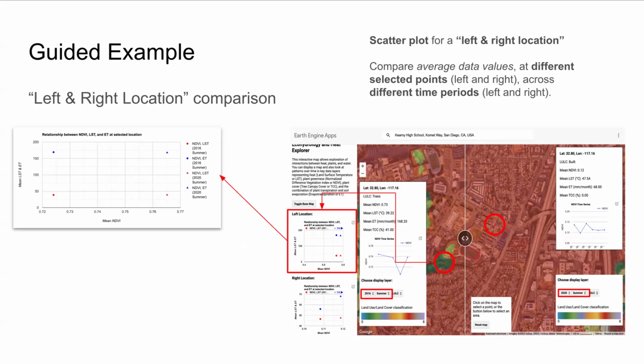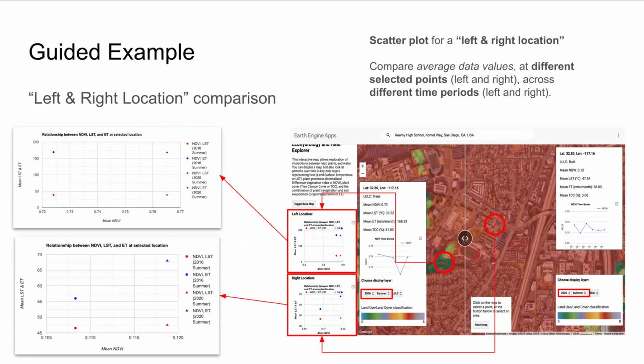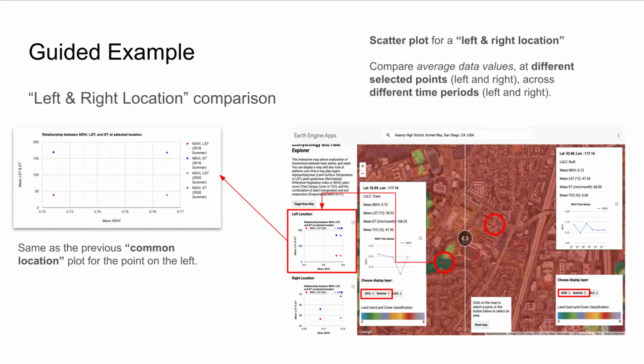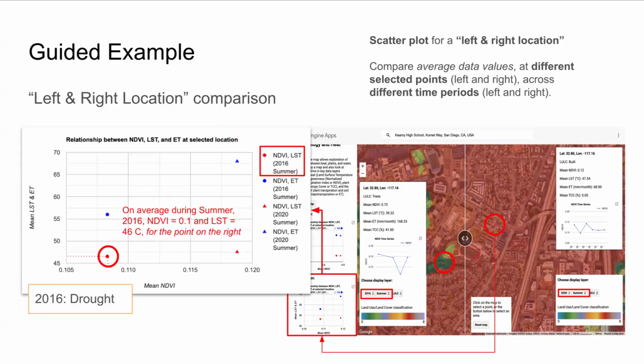Here, these scatter plots will show two charts, a left location and a right location. And we can go through and interpret these if we want. The left location is the same one as before, that canyon one. And then the right location is giving us some different information at the school. Here you're seeing in general a lot lower NDVI because it's buildings and pavement. The temperature is a little bit warmer, 46 degrees Celsius in that summer of 2016.